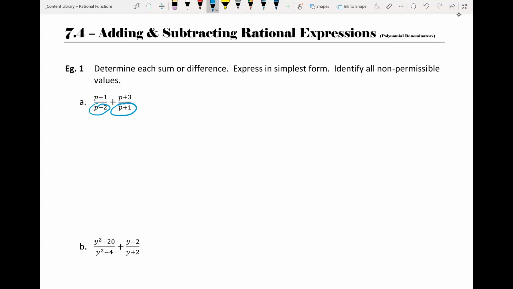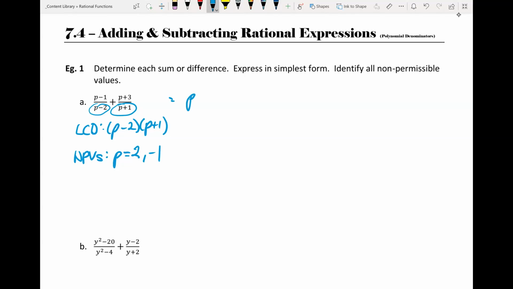So in this example, our LCD is going to be p minus 2. We have to have one of those, and we also have to have p plus 1. And then our NPVs come from our first denominator, p minus 2. We would have a problem if p was 2, and also another problem if p was negative 1, because then we would have 0 in the denominator if we were to plug those numbers in.